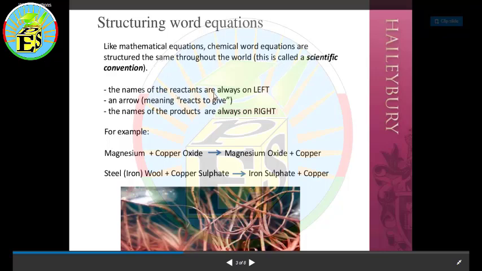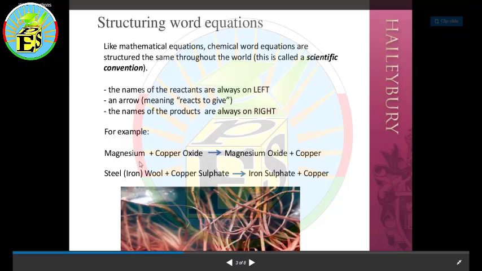The names of the reactants are always on the left. Here, this is the left. An arrow means reacts to give. For example, these two are reactants. An arrow means those reactants after reaction will give what? The products. These are the products on the right side. So this is the example. Magnesium plus copper oxide means magnesium will react with copper oxide and will give, after reaction, magnesium oxide plus copper. So these two were the reactants, and they gave after reaction the products, which are magnesium oxide and copper.